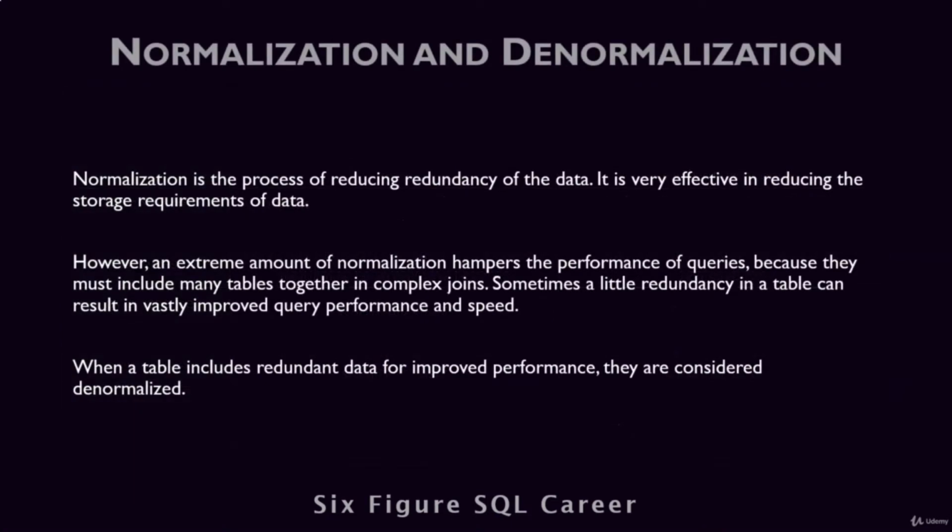We touched upon normalization and denormalization before. Normalization is the process of reducing redundancy of the data. It is very effective in reducing the storage requirements of the data. However, an extreme amount of normalization hampers the performance of queries because they must include many tables together in complex joins. Sometimes a little redundancy in a table can result in vastly improved query performance and speed. When a table includes redundant data for improved performance, it is considered denormalized.